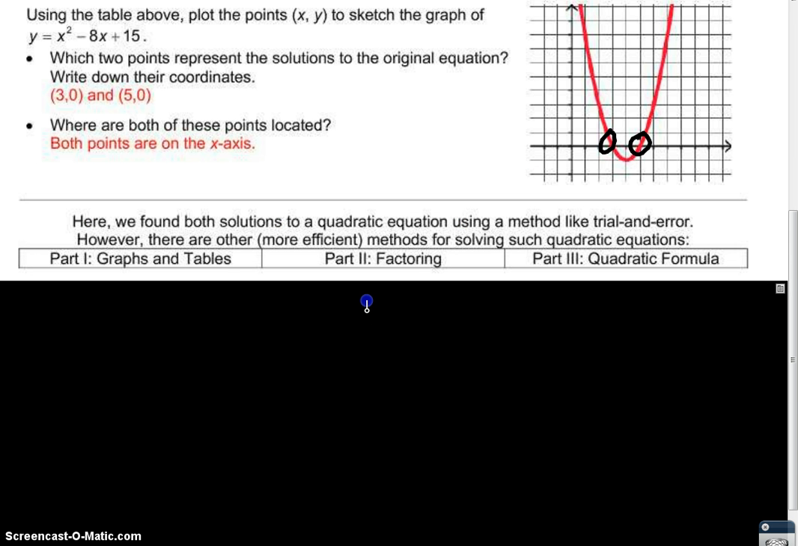It says, here we found both solutions to a quadratic equation using a method like trial and error. However, there are other more efficient methods for solving such a quadratic equation. So we're going to work a few of these in parts. Part 1 is how I can find it in graphs and tables, which is what we've been working with. Part 2 is factoring, your SPT, which again you've been working with. And Part 3 is going to be the quadratic formula, which we'll get to a little bit later.